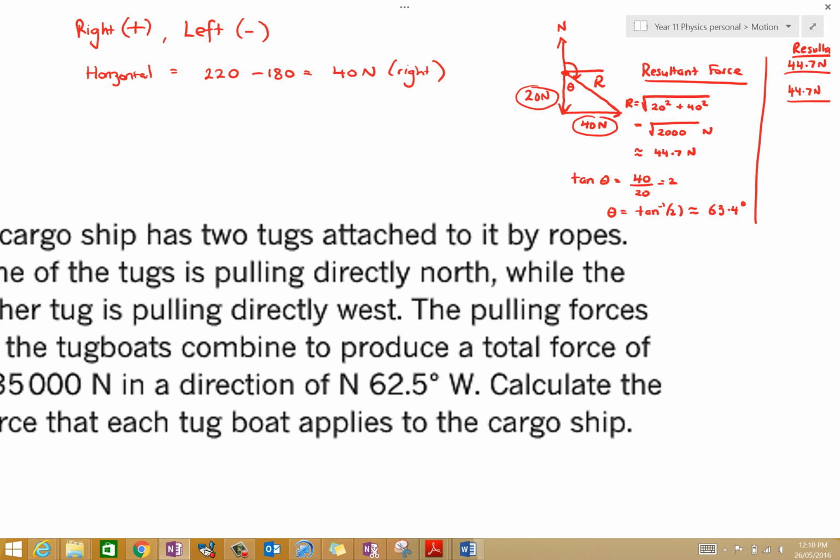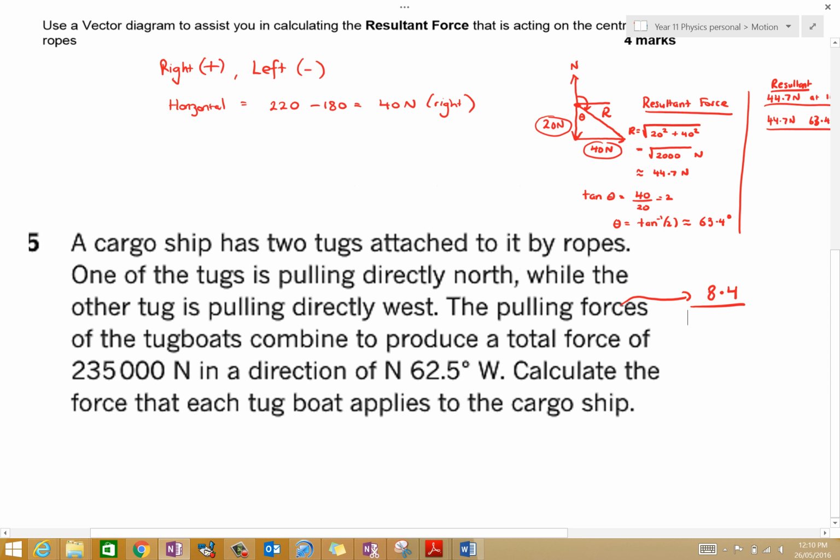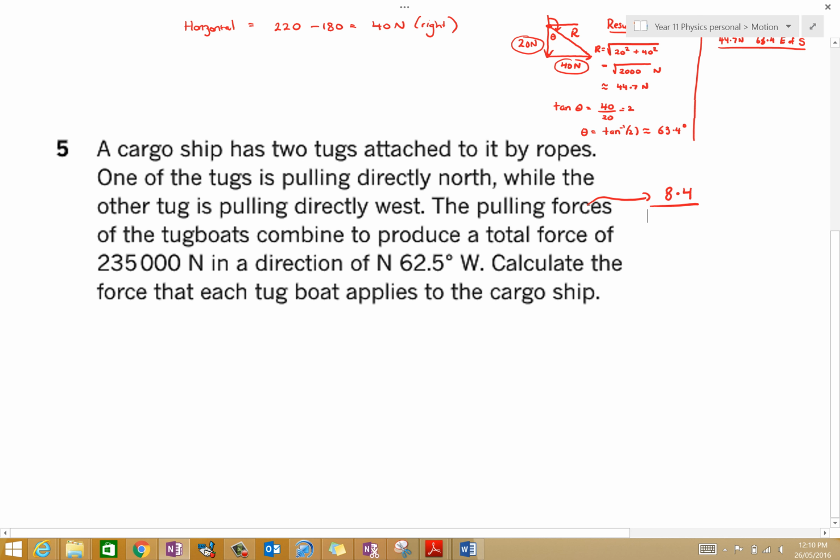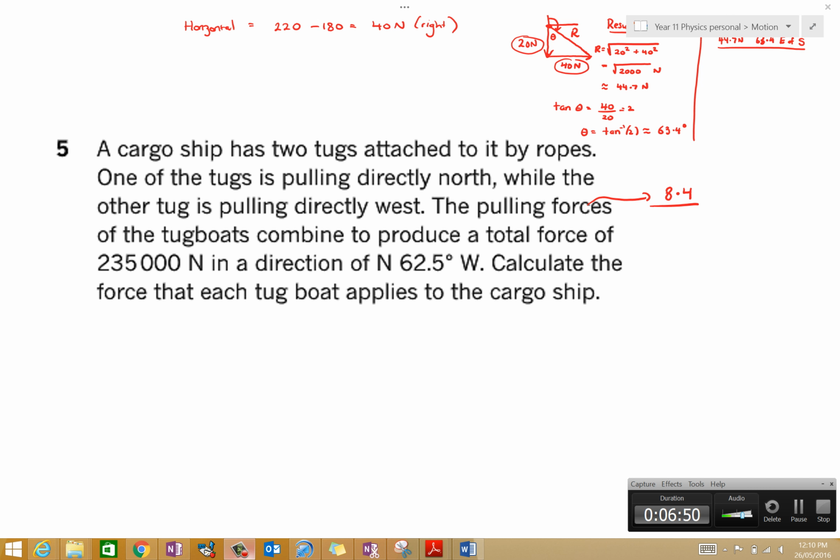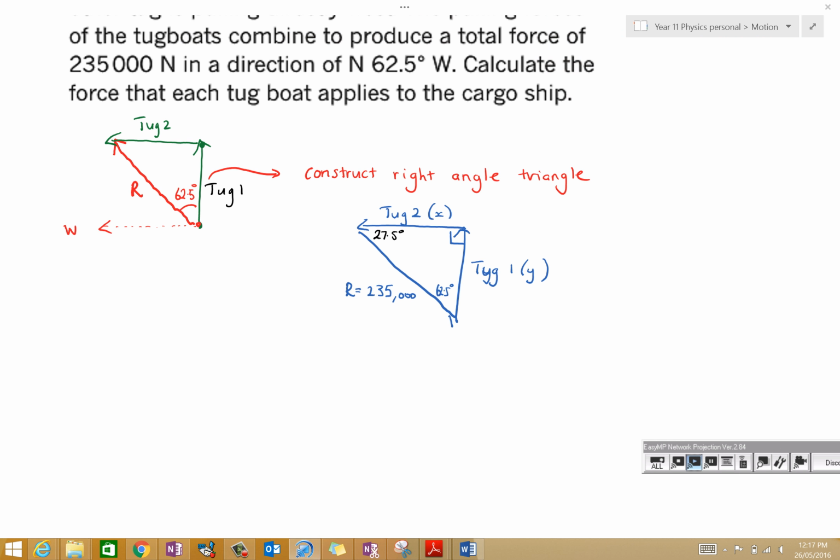Now, by the way, this is one of the harder questions from 8.4, which was resolving vectors in their components, horizontal components and vertical components. But you know what? It's just trig. I'm going to pause this video and give you a good time to have a go at this question. If you can do this question, I'm pretty confident that you can do all the questions from 8.1 to 8.4. All right, so we'll pause and resume.